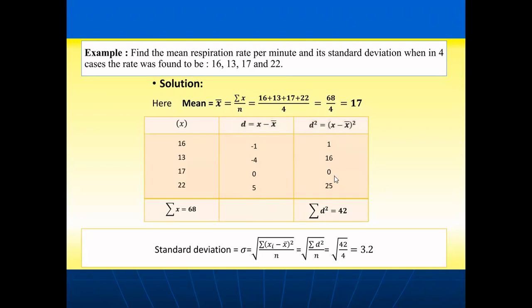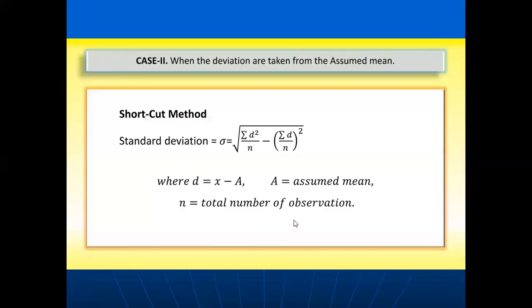So deviation square you have to calculate. Sum of the deviation square is coming to 42. So as per the formula, sigma is equal to square root of sigma of xi minus x bar whole square divided by n. So that comes to 3.2.